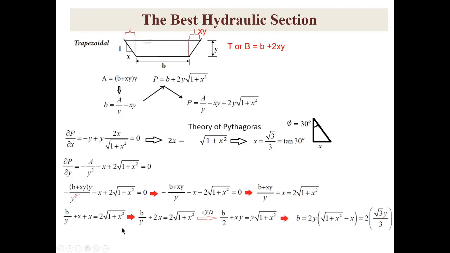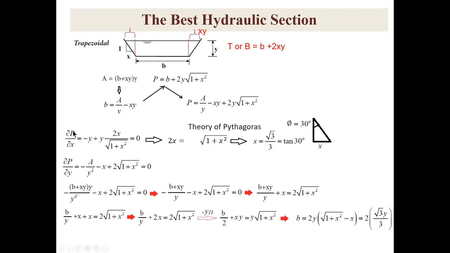Now we should differentiate P with respect to the varying parameters. You see here I have only two varying parameters, y and x. So I started with del P over del x. Therefore, I assume that y is constant and x varies.